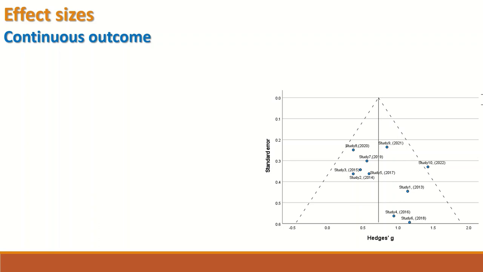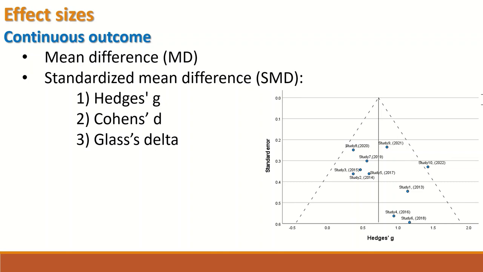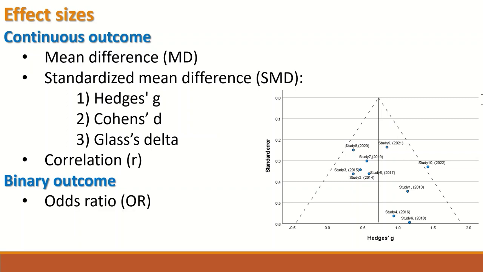studies in which the data is in the format of a continuous outcome. So if the outcome was continuous, then the effect size can be used, which is the mean difference or the standardized mean difference, and standardized mean difference can include Hedges' g, Cohen's d, Glass's delta, and also the effect size can be a correlation coefficient, which is abbreviated as r. If the outcomes from those separate publications are binary, then the odds ratio can be included here on the x-axis, or the risk ratio or the hazard ratio.